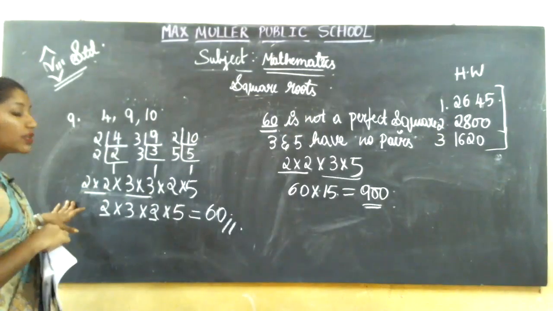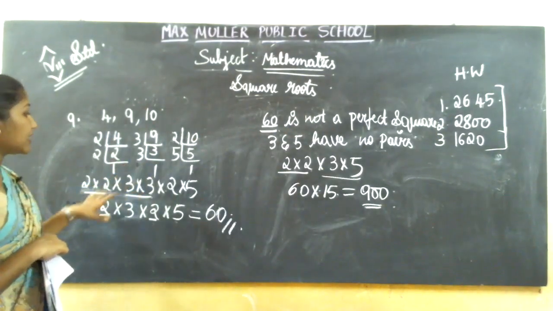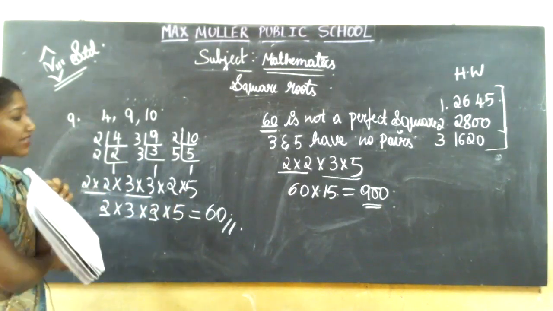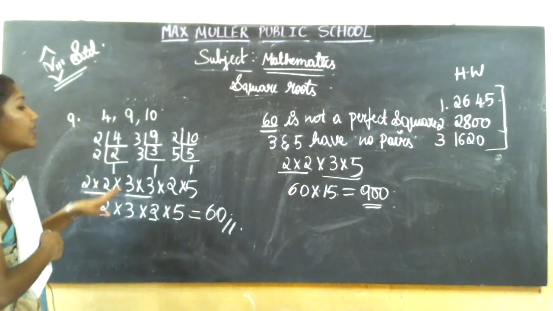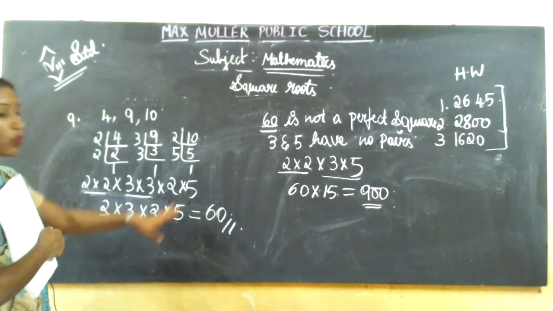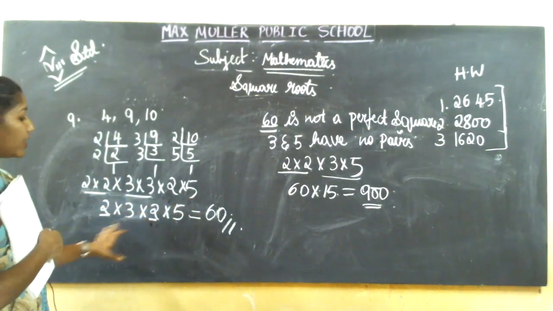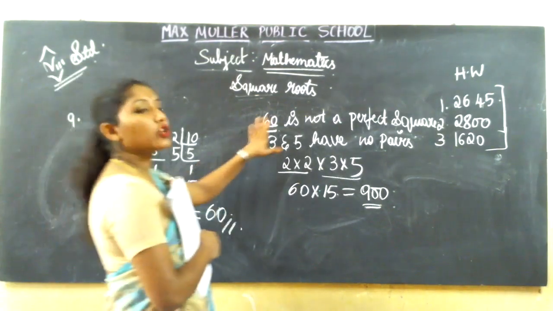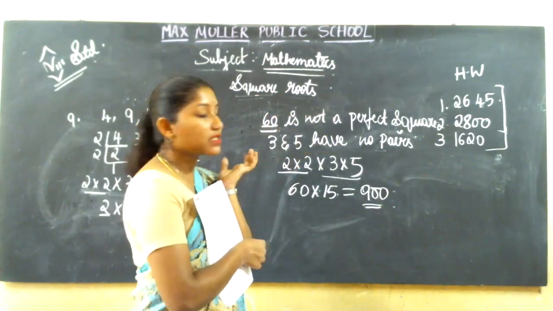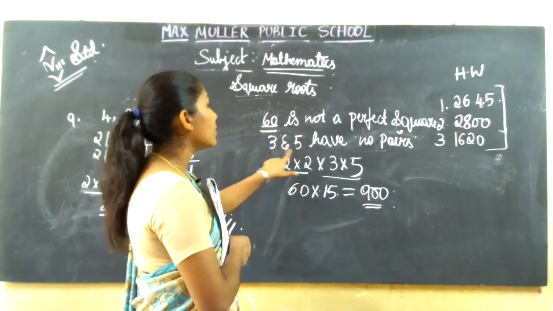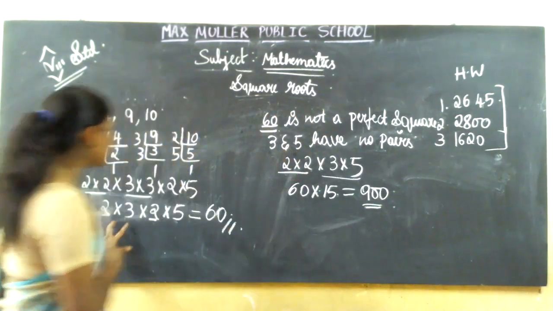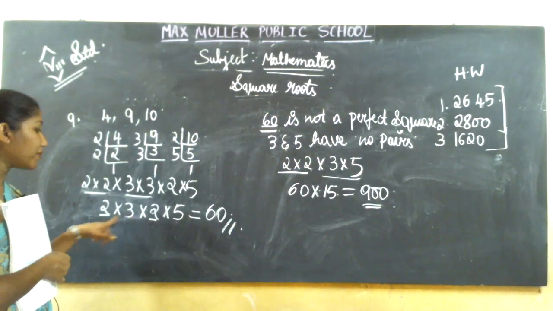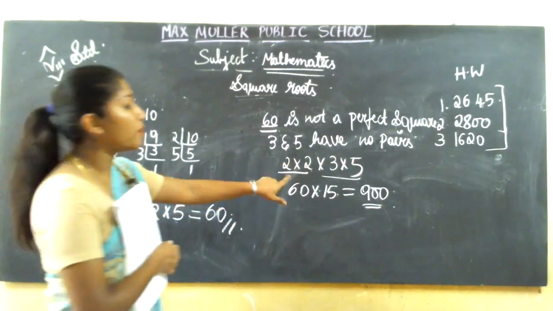First you found the pair numbers using the prime factorization method for each number, and you didn't get pairs for 2 and 5. So you multiplied the paired numbers and the unpaired numbers, and you got a number that is not a perfect square. For 3 and 5 also, you got pairs of 2, but 3 and 5 have no pairs.